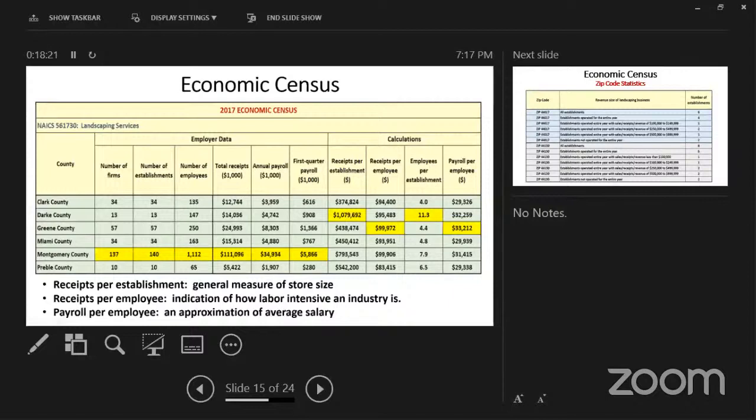And payroll per employee is kind of indicative of an approximation of an average salary, which is the highest in Greene County, but it's very close to Darke County. So you look at this, you think, okay, maybe Darke County is looking semi good.